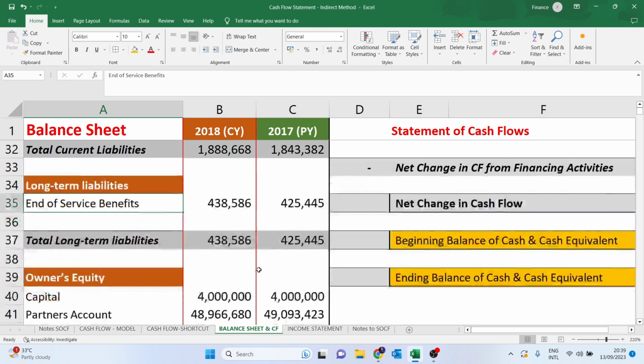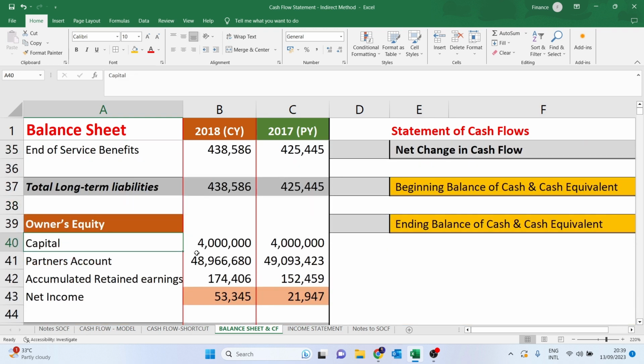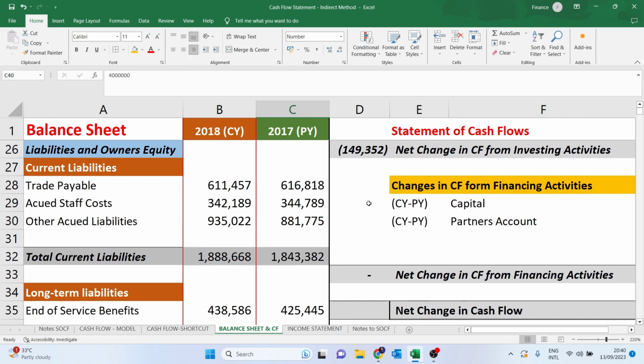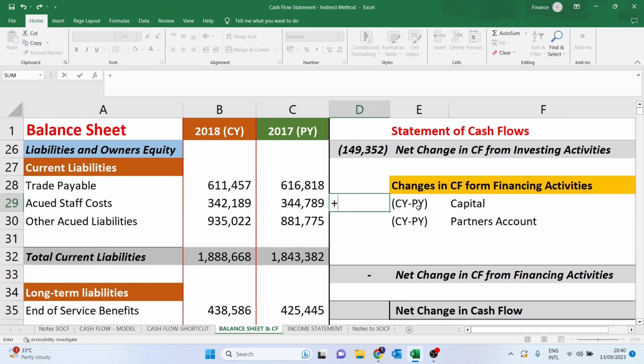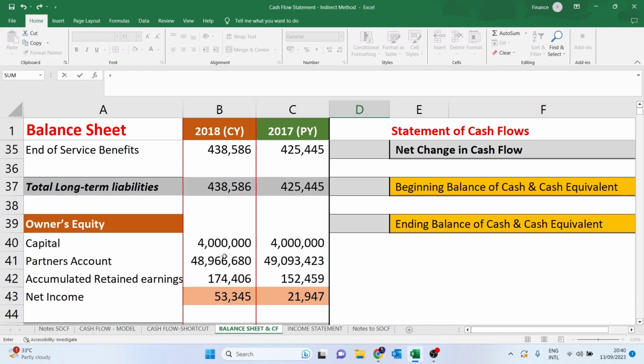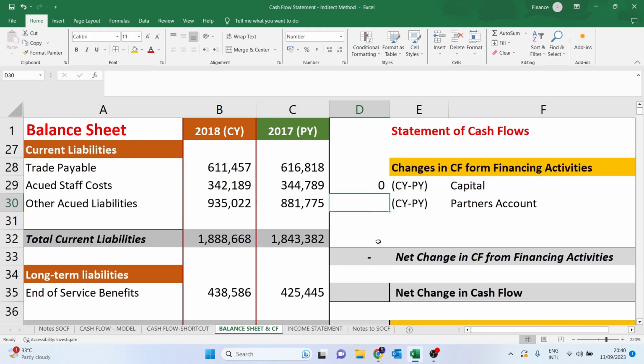Yeah, net income. Okay. Now here you need to check the capital, whether there is any change, whether there is any new injection. If the shareholders injected new capital, that one also needs to come here. So there is no change here. We will check current year minus previous year for the capital. There is no change. It's 4 million only.